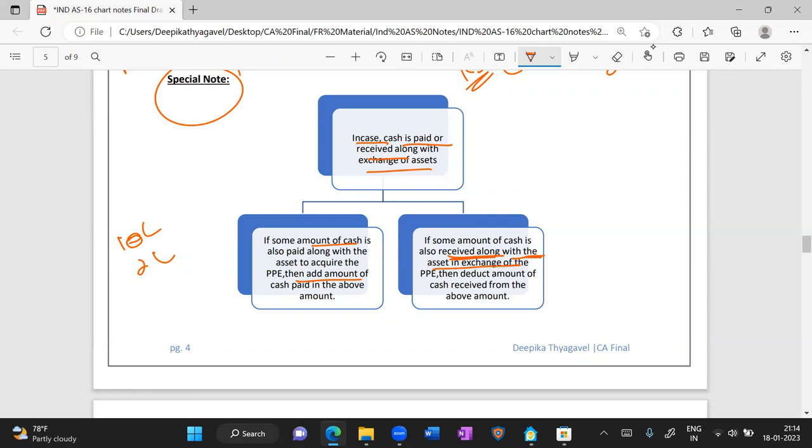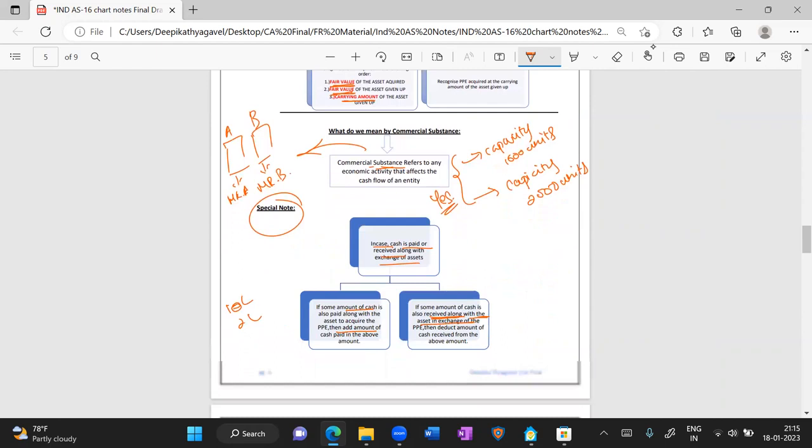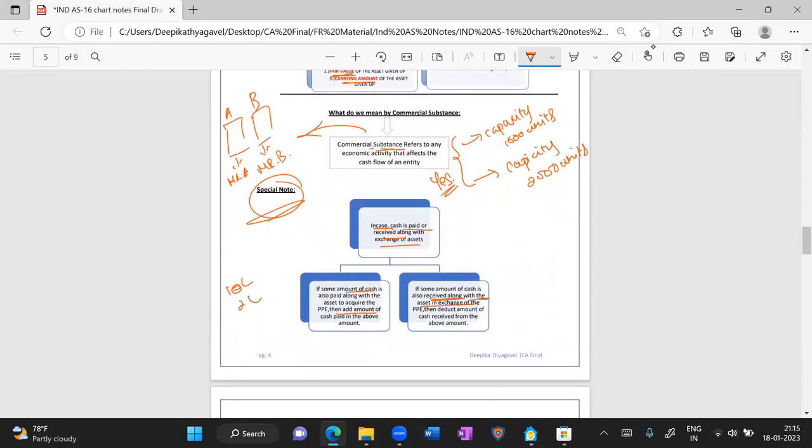That cash that you are receiving is going to be deducted to arrive at the amount. Right? I hope that is very clear. The first case was simply the principle in case an exchange transaction happens. The second case is where an exchange of assets is happening along with cash also being traded. Right? There's a transaction of cash along with a transaction of an asset. If both of these are happening, how you're going to handle it is what we saw in this special note.